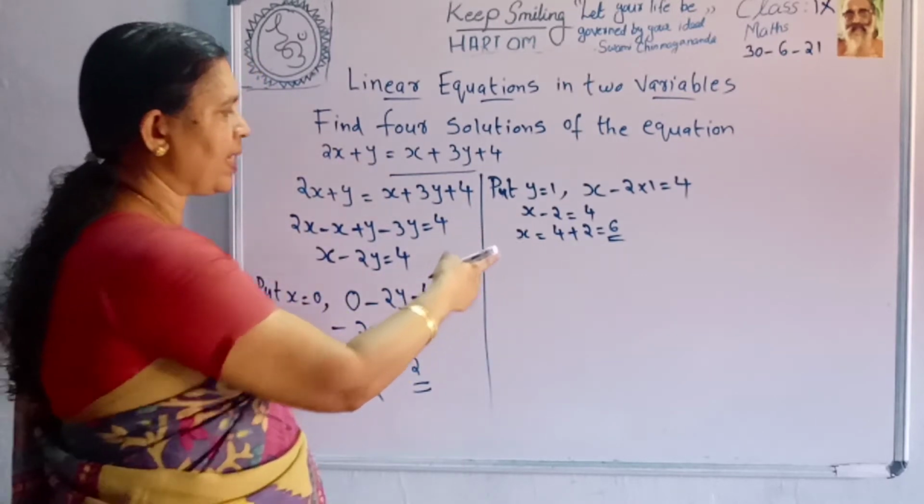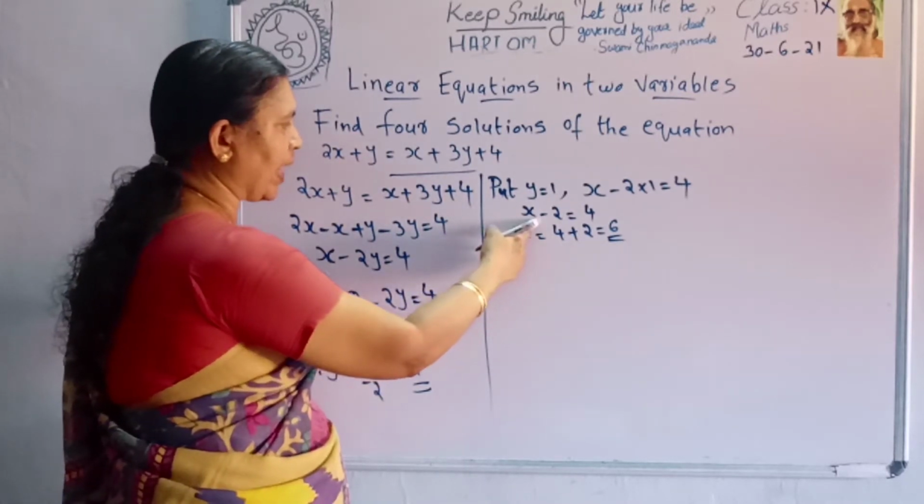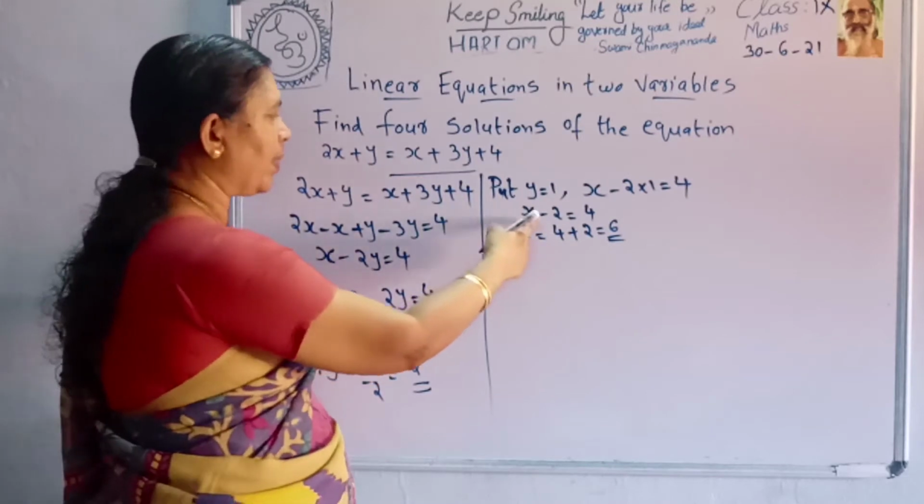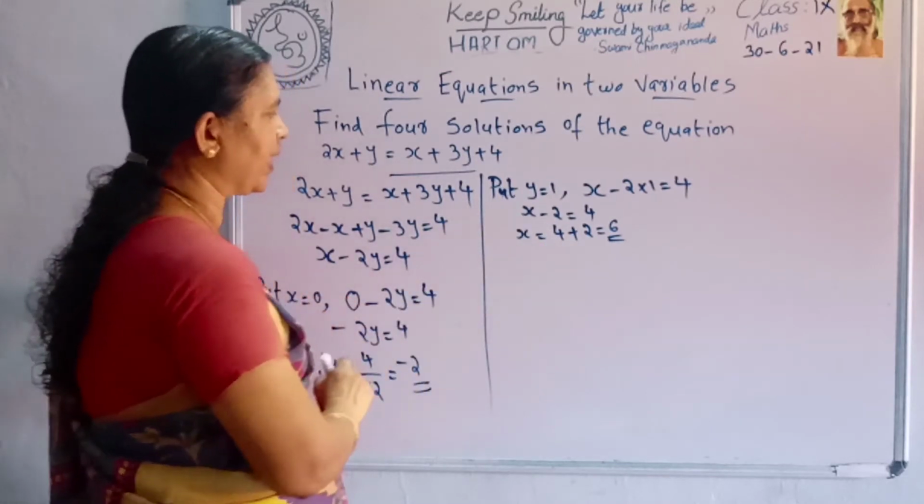To find x, we transpose this minus 2 to the RHS. Then it will become plus. That is 4 plus 2, 6.